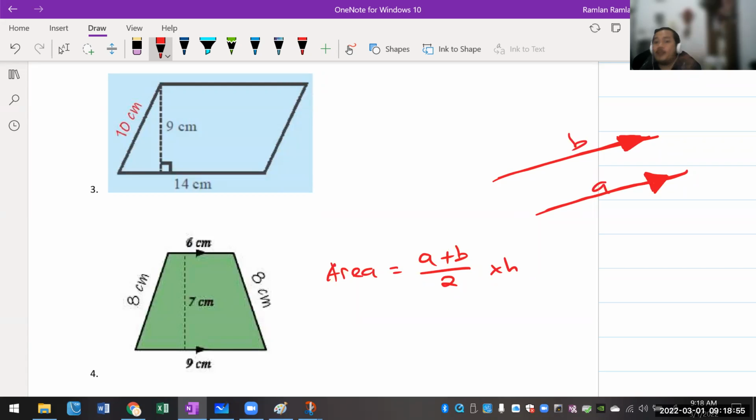One of them will be the base. It can be a or it can be b. Just remember that when you want to pick h, make sure that h is perpendicular to a and b. It needs to be 90 degrees, needs to make a 90-degree angle. If I draw something like this, it will not be the height because it's not 90 degrees. So you need to make sure that it is a 90-degree angle.